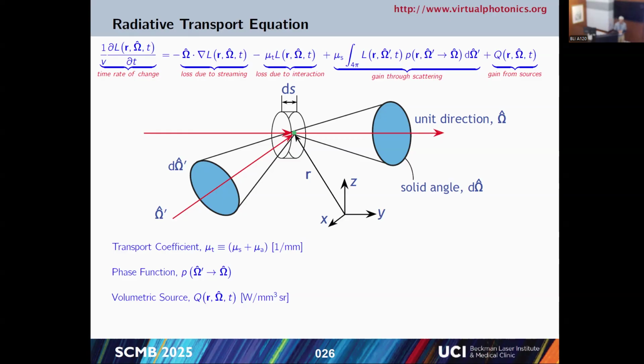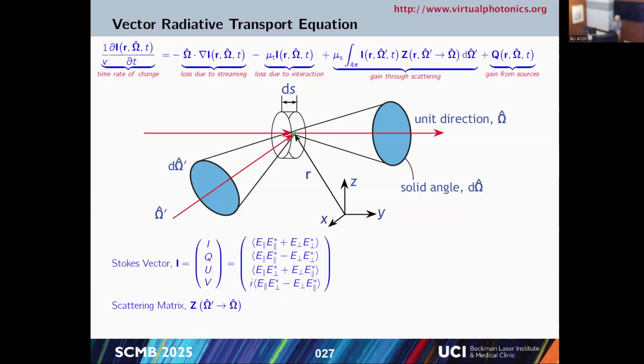Yes. It doesn't scatter. Yeah. So in a purely absorbing medium, right, the angular distribution of light never changes. You have to have scattering in order to get angular variation.